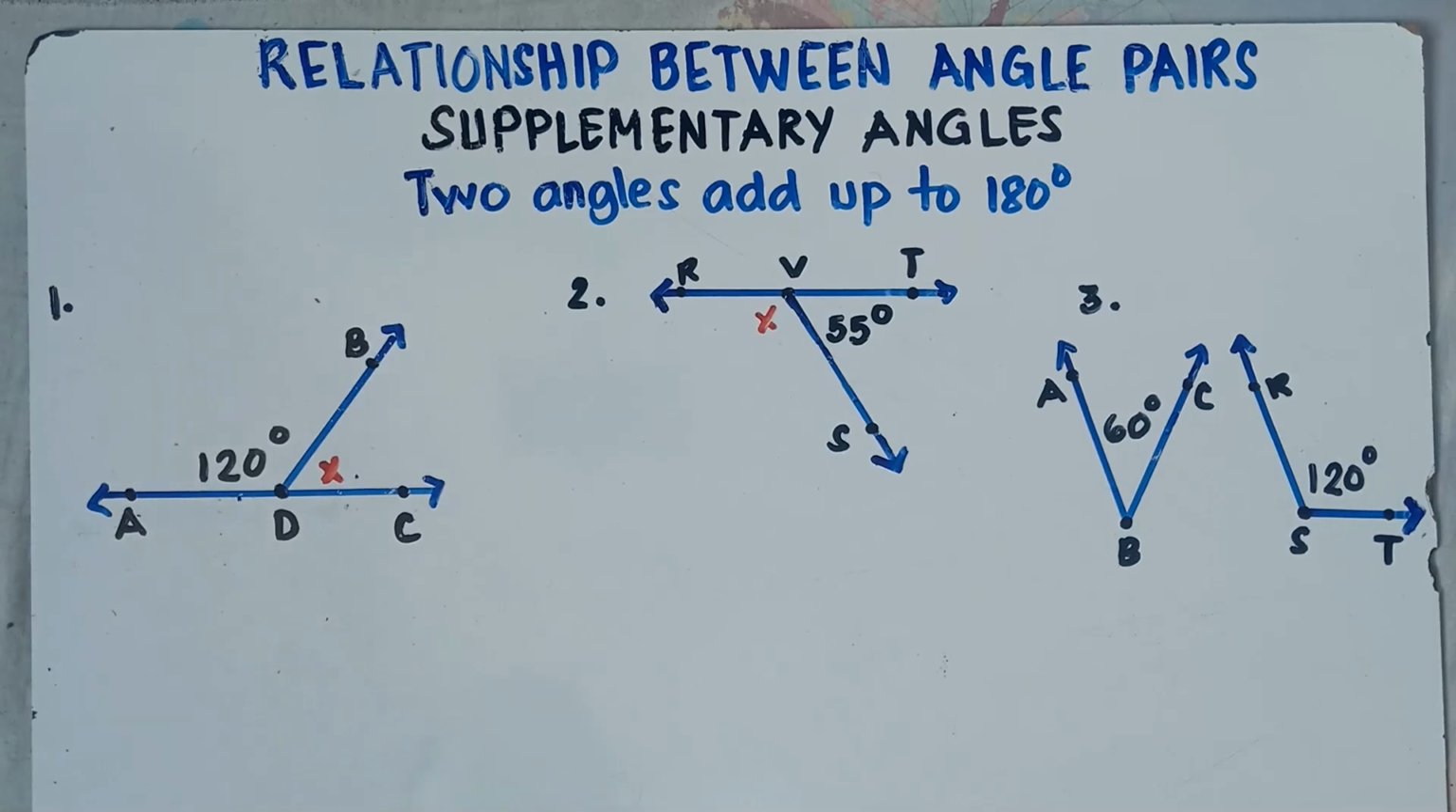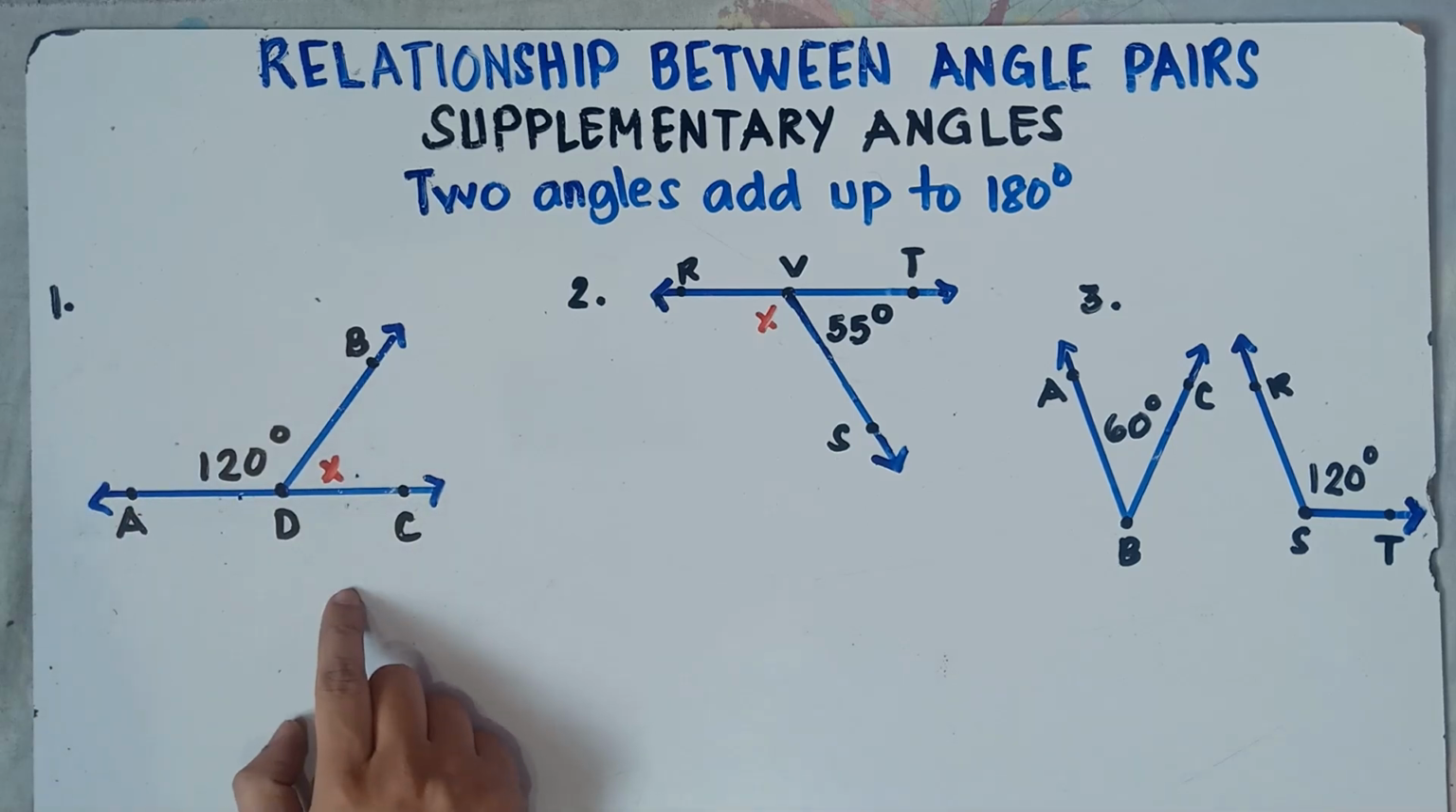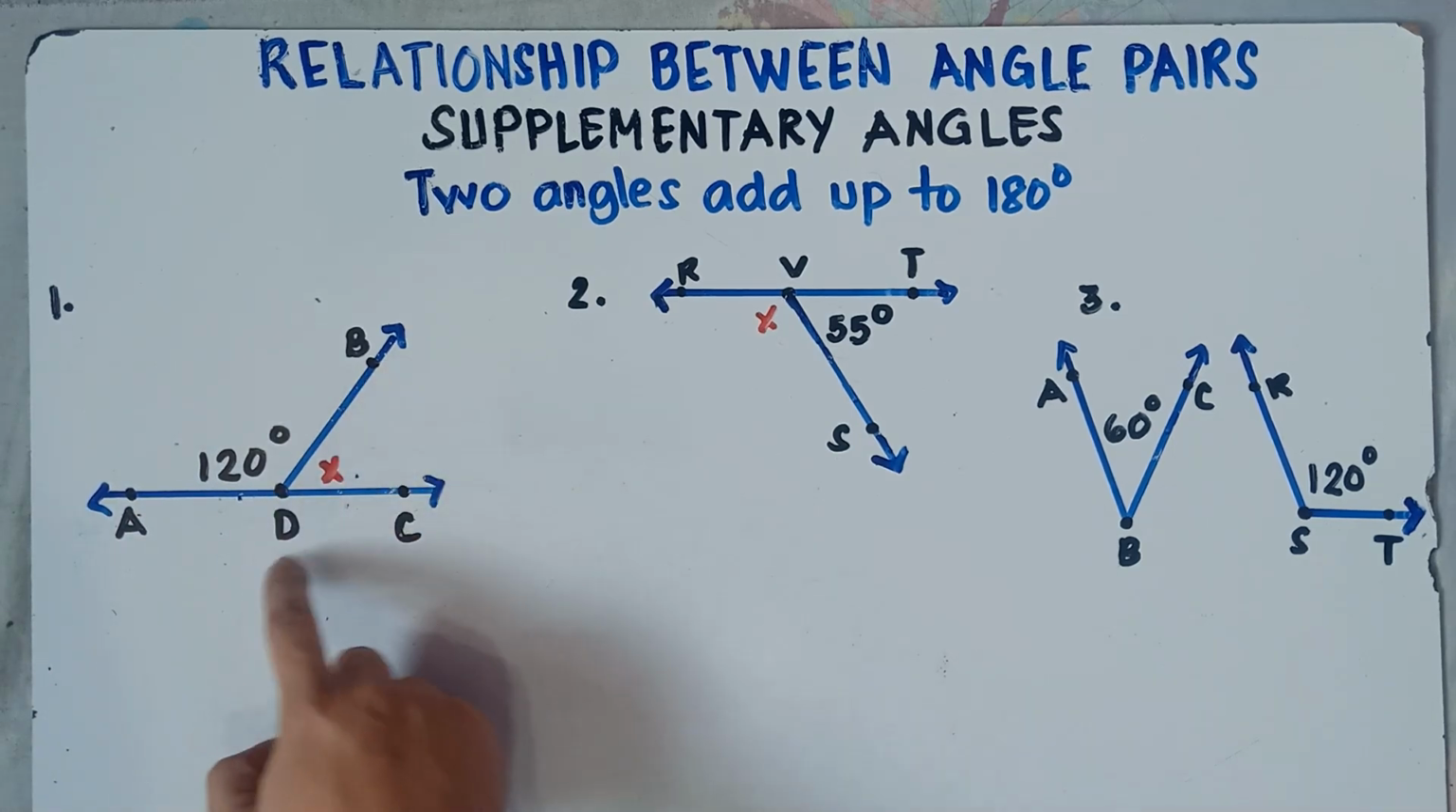Now let's talk about supplementary angles. What are those supplementary angles? Supplementary angles: two angles add up to 180 degrees. So if you add the two angles, if the sum is 180 degrees, therefore the two angles are supplementary angles. So example number 1, class, we're told to find the value of x. That would be angle BDC.